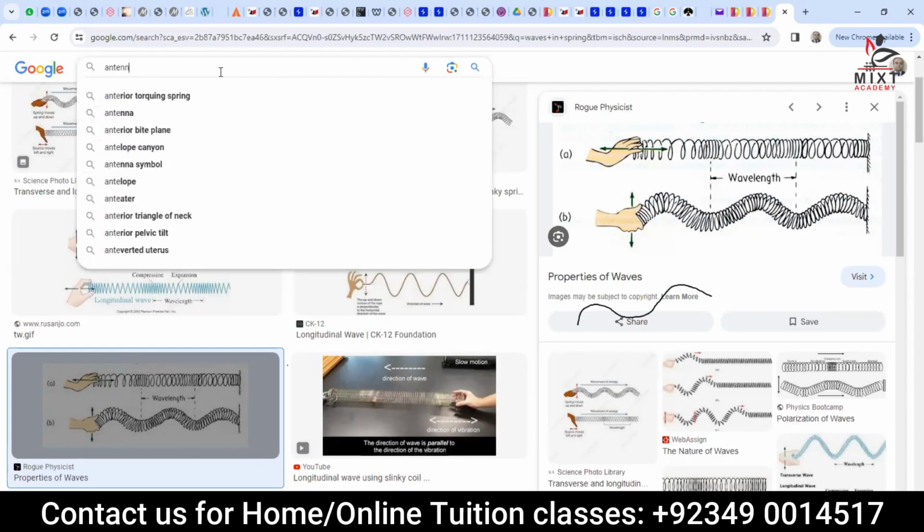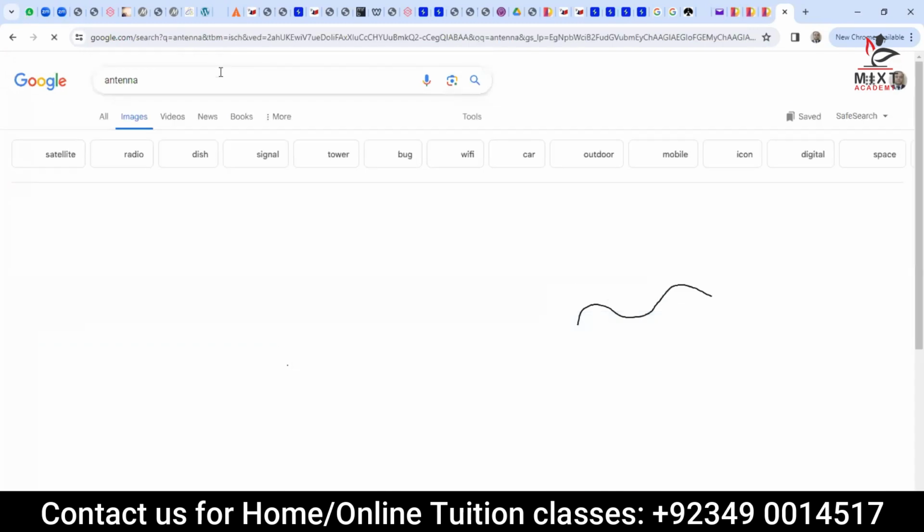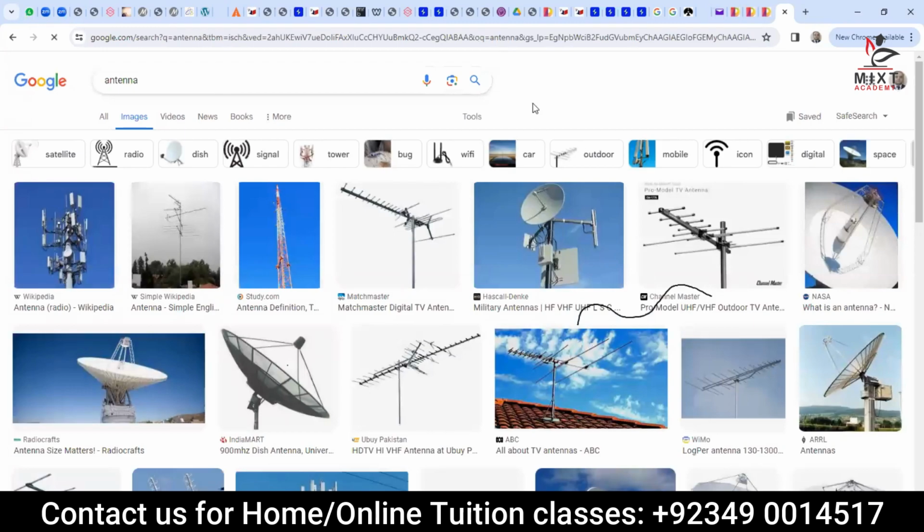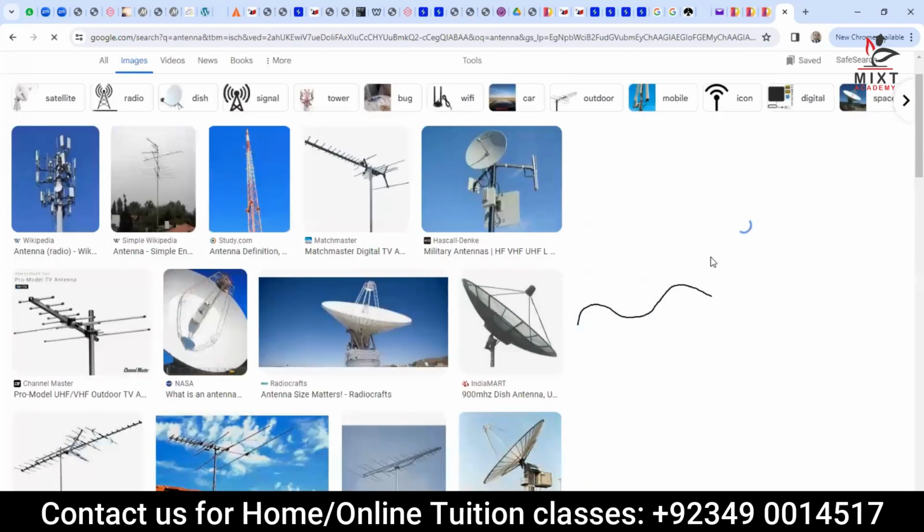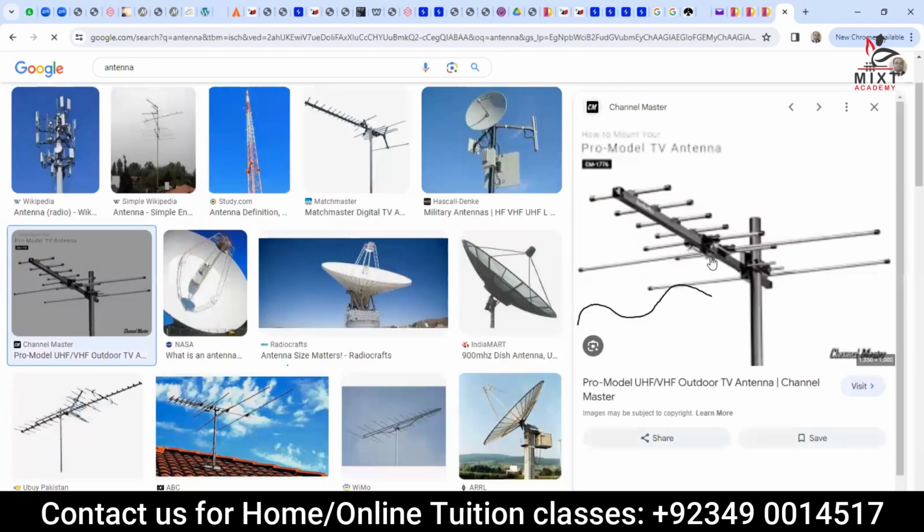Antenna. This is your antenna, if you see that. Especially, I'm talking about this one. I don't know if you ever see that or not. If you see the antenna, you can see these sticks sort of items, these ones. I'm talking about these ones. Why are they always straight? Why are they not showing a curve or anything?